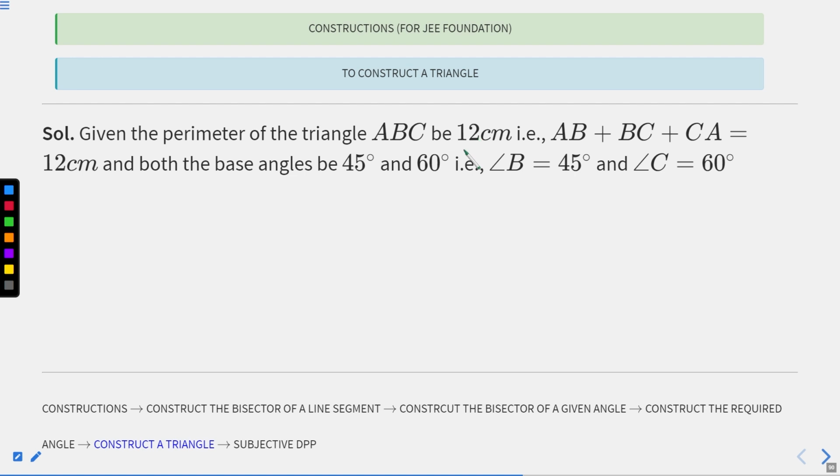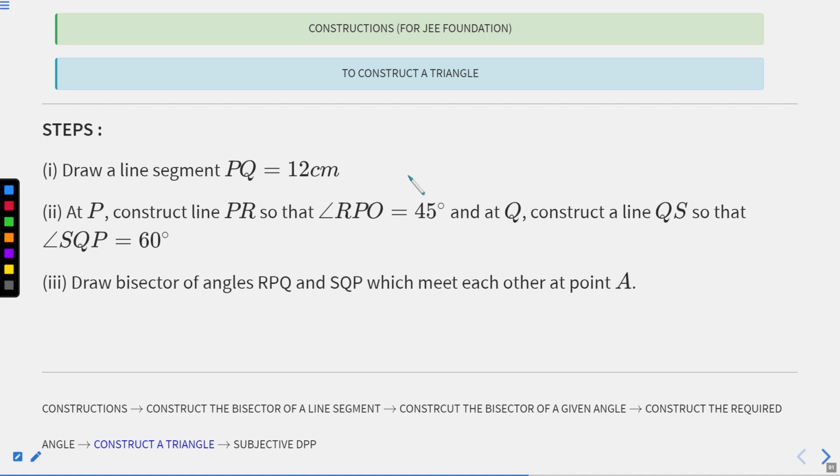Always start with what we are given. We know the perimeter, and we know the two angles. So first draw the perimeter as the base. Let's say drawing a line segment PQ of 12 centimeter, because it is our perimeter length. We will manipulate this in such a way that our conditions are satisfied. Now at P, construct a line PR such that the angle RPQ is 45 degrees.